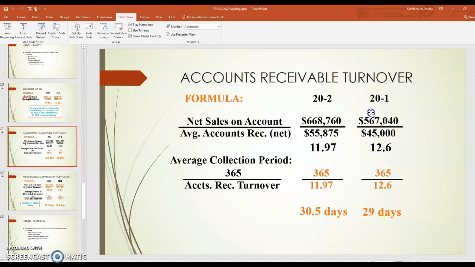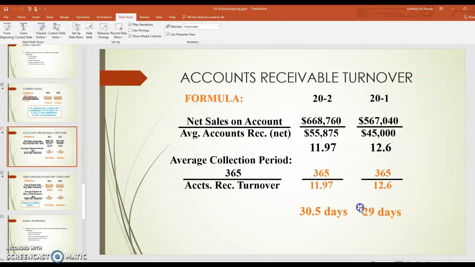Okay, and over here on 2011, we have 12.6 times a year. So even more often than 12 times a year. So we were really getting paid quickly in 2011. Now we can get this down to a number of days by taking 365 in the numerator and dividing it by whatever your turnover is that you got up there, and that will tell you exactly how many days.